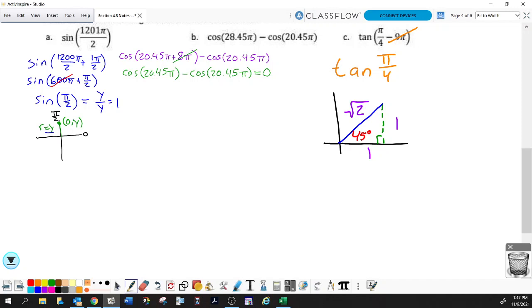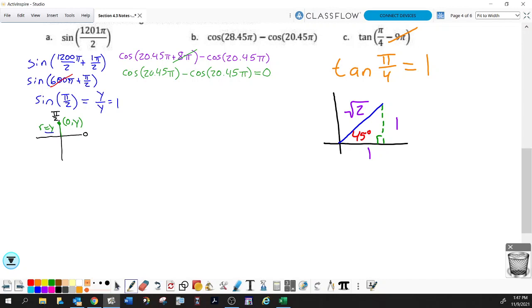Tangent's y over x. So what is it? Yeah, it's 1 over 1. Boom, done. And have fun. Is that the end of that page?